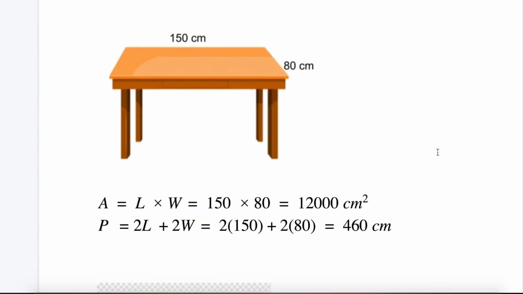The second one, I have a table, so I want you to calculate the area and perimeter of the face of the table, the upper side. So the length is 150 centimeters and the width is 80 centimeters. So area equals length times width equals 150 times 80 equals 12,000 centimeters square. Perimeter equals 2 length plus 2 width, which is 2 times 150 plus 2 times 80, so 460 centimeter. No need to write square.